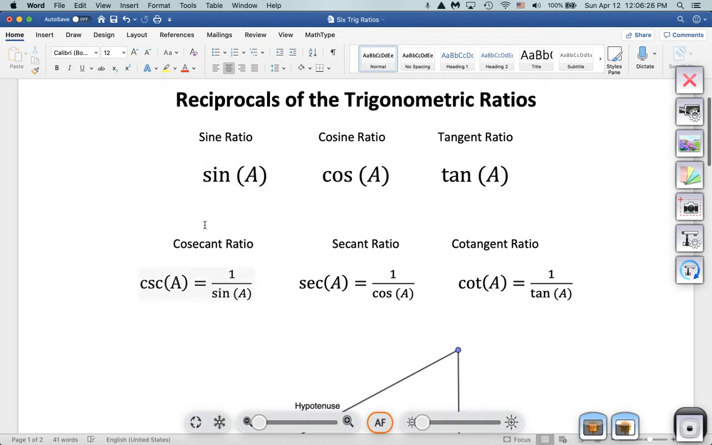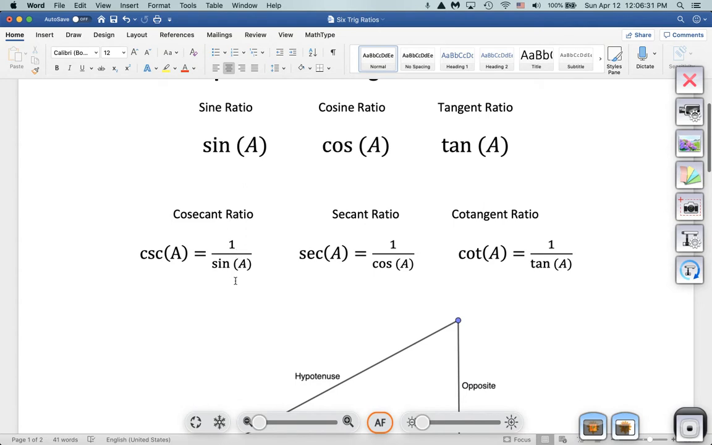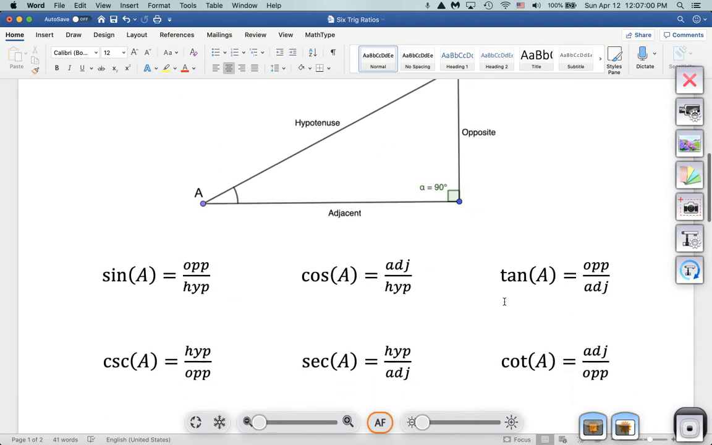Today we're going to talk about the reciprocals. The reciprocals just means that that fraction is flipped upside down. The reciprocal of the sine function, we call the cosecant. And that's what's kind of weird. Cosecant starts out like cosine in a sense, but actually the cosecant is the reciprocal of the sine function. The secant is the reciprocal of the cosine, and the cotangent is the reciprocal of the tangent. Now, when I say reciprocal, that just means that it's the fraction flipped upside down.